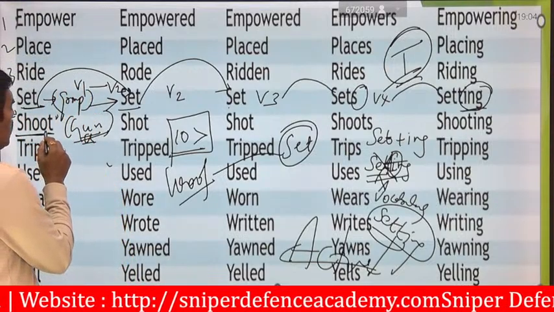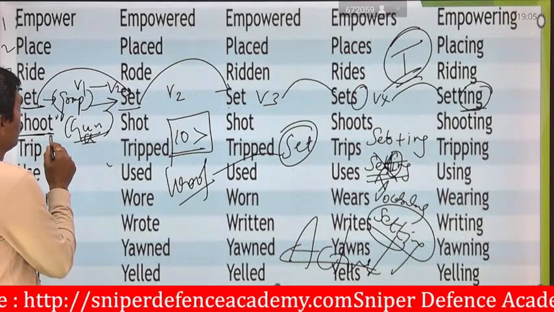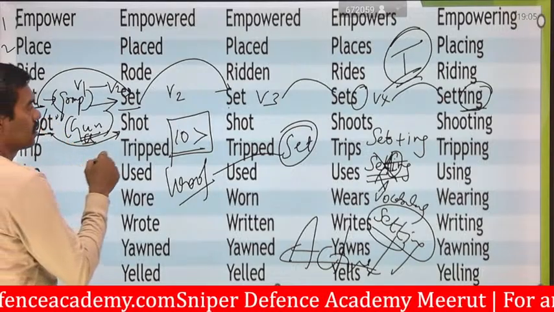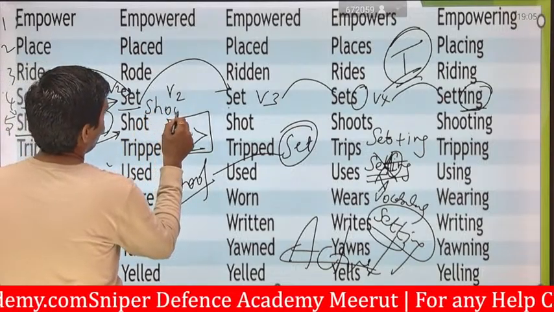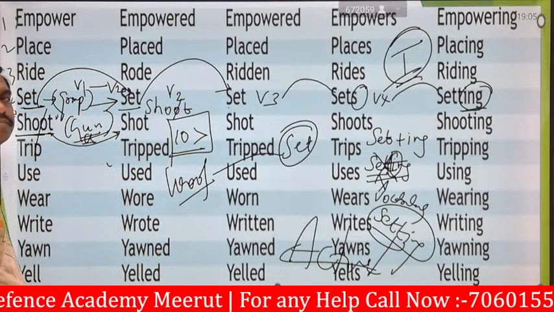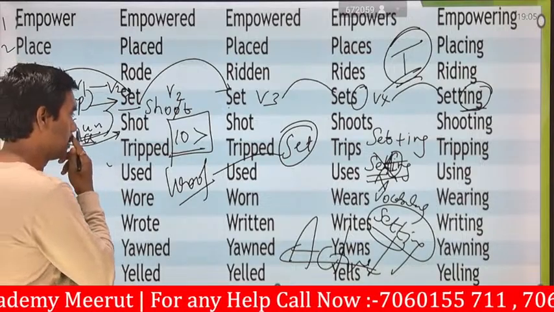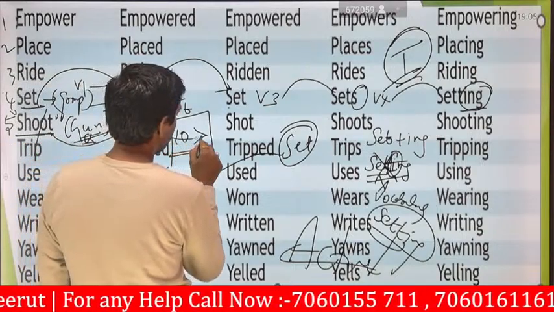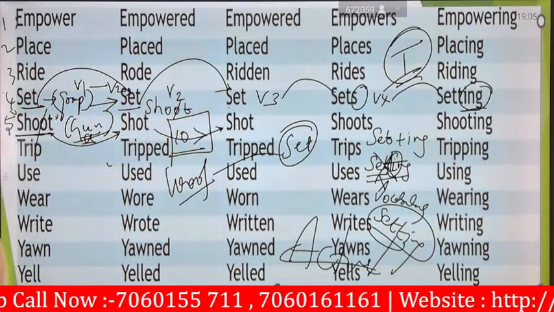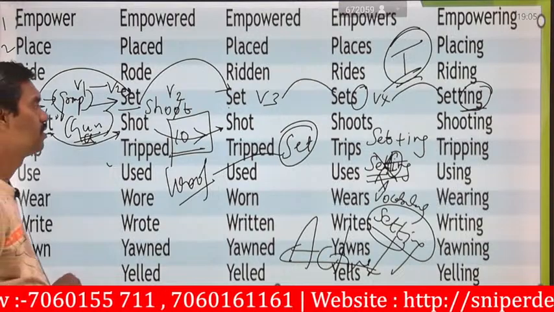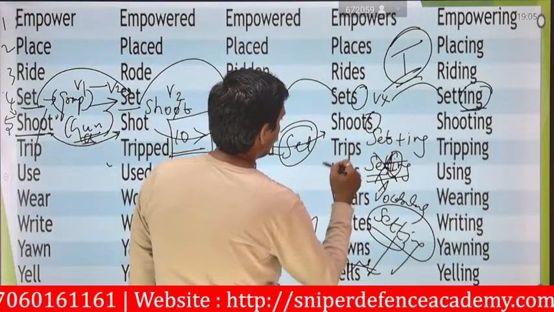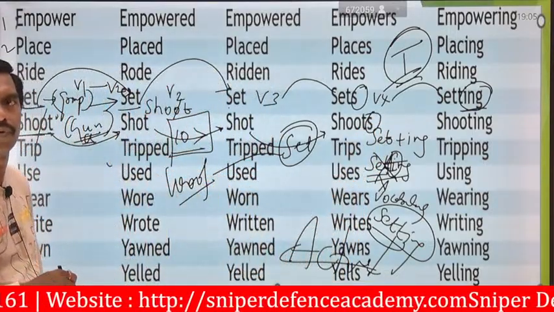This shoot will be transferred from V1 to V2 in terms of shot. One O will be silent. Shoot will be replaced in terms of shot, where one O will be silent. Next, this shot will be replaced from V2 to V3, same as it is, shot. And next, this shoot will also be replaced in terms of shoots. Yes, I'm going to add S.